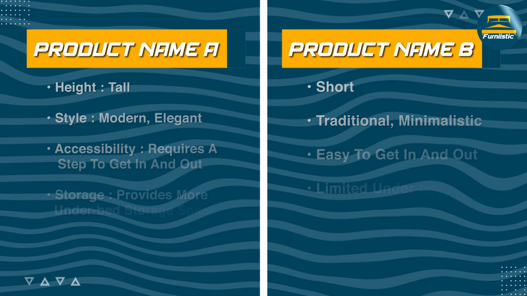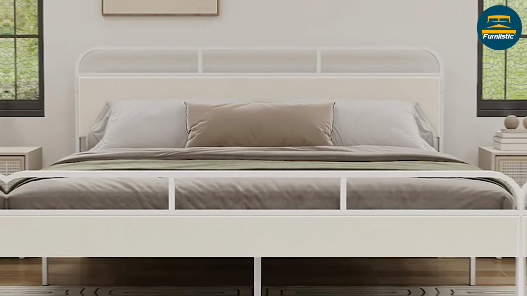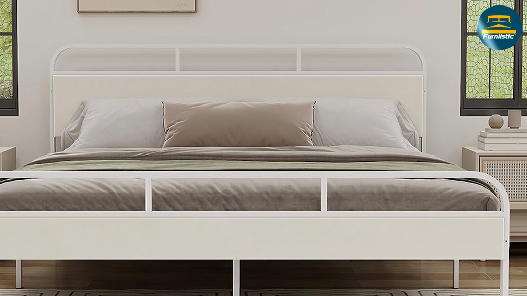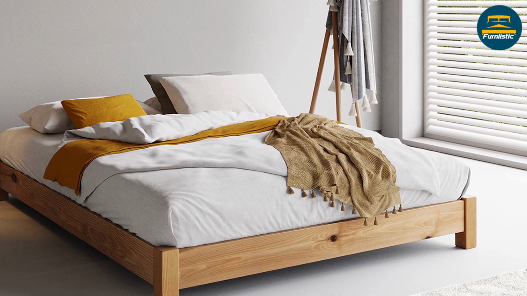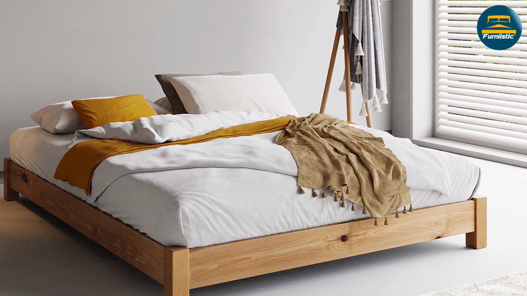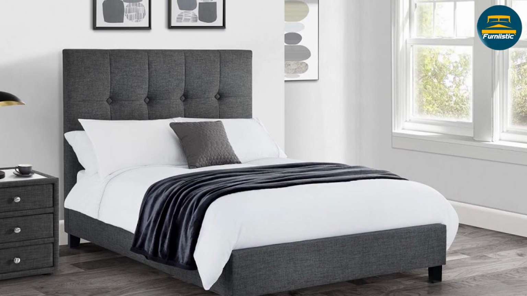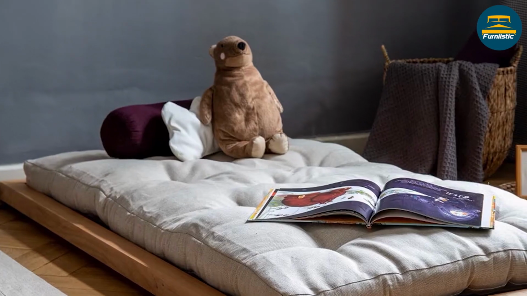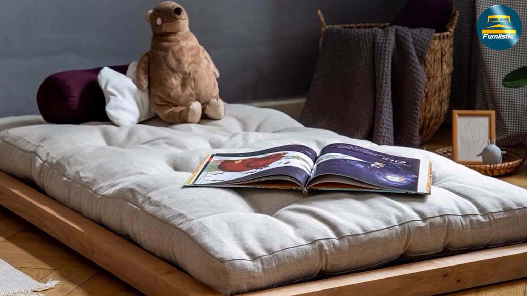Aesthetic. High bed frames often have a more grand and luxurious appearance, while low bed frames have a sleek and modern look. High bed frames can also come in a wider range of styles, from ornate and traditional to clean and contemporary. Bedding. High bed frames may require more specialized bedding such as longer bed skirts or deeper fitted sheets, while low bed frames can typically use standard bedding sizes.